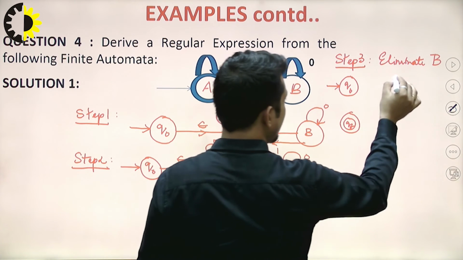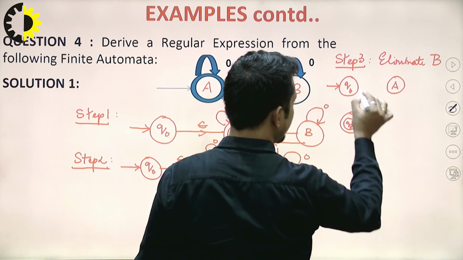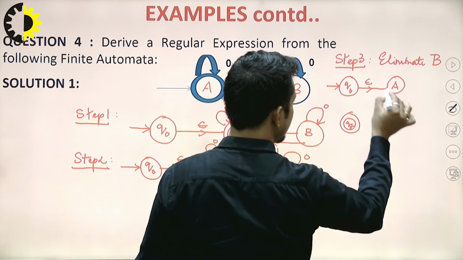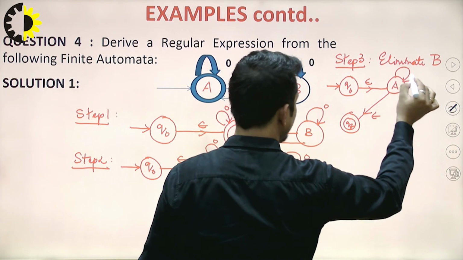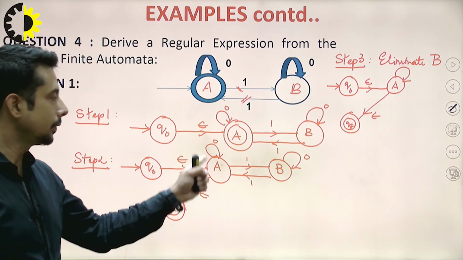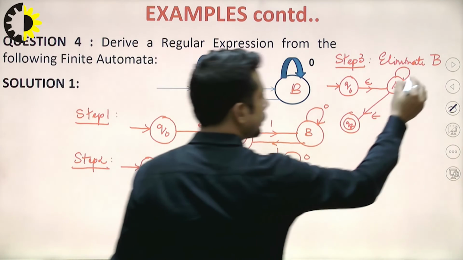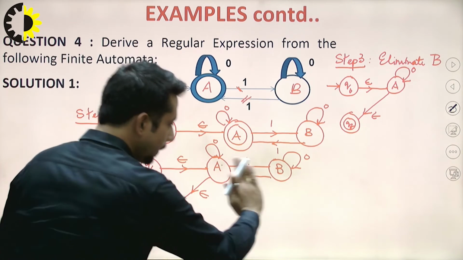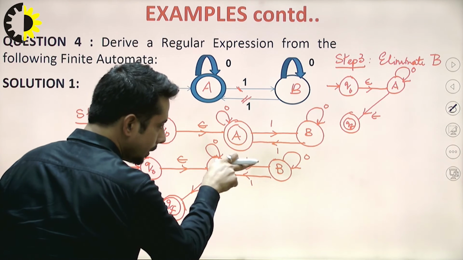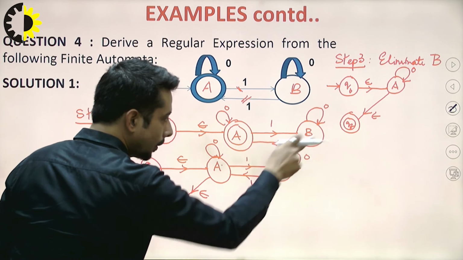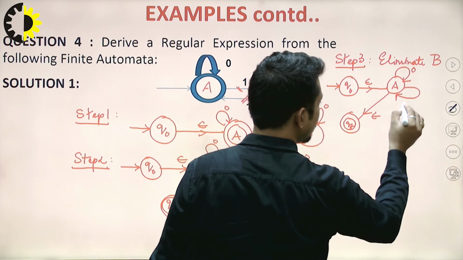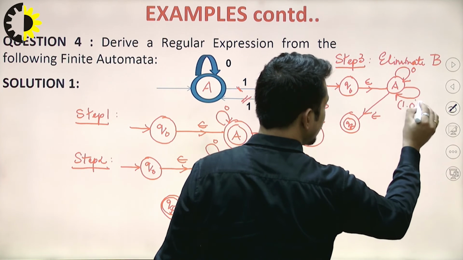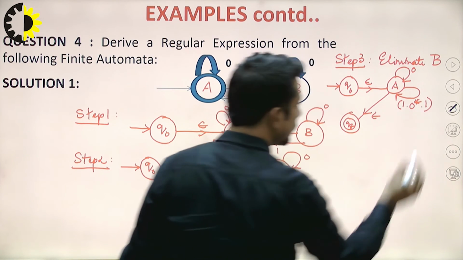Okay, and I am having A over here, and this is your epsilon transition, and this is your epsilon transition. A was already having a self loop of 0. Now if I eliminate this part, then it will be 1 dot 0 star dot 1. So again a self loop will be coming over here. What will it be? 1 dot 0 star dot 1.